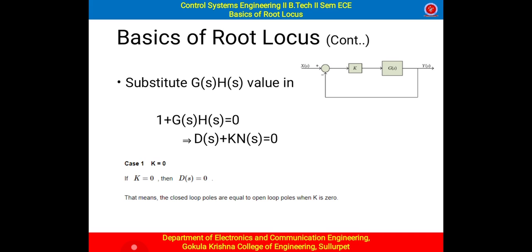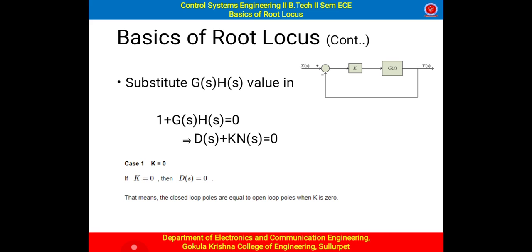Remember, D(s) is the denominator polynomial of the open loop control system. Similarly, N(s) is the numerator polynomial of the open loop control system. Now, as I told you, we are going to plot the path of poles of the closed loop control system by varying the gain, right? So we are changing the value of K from 0 to infinity.